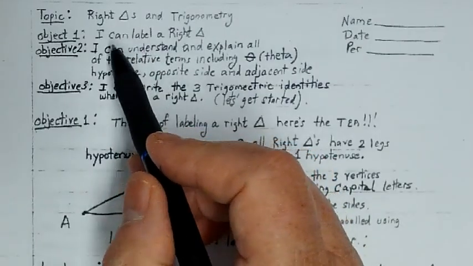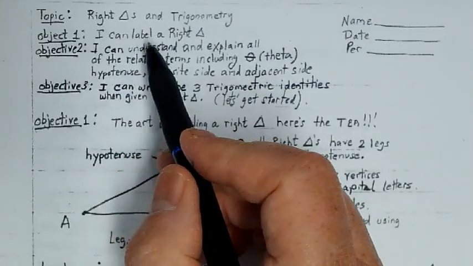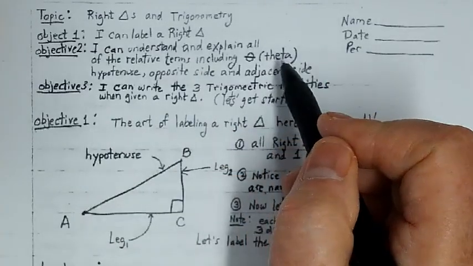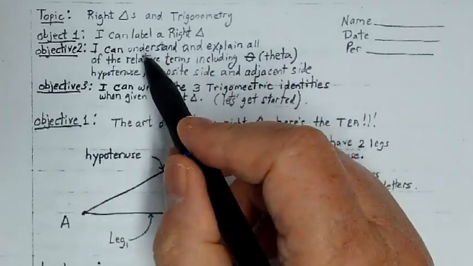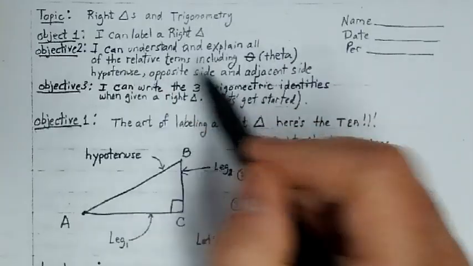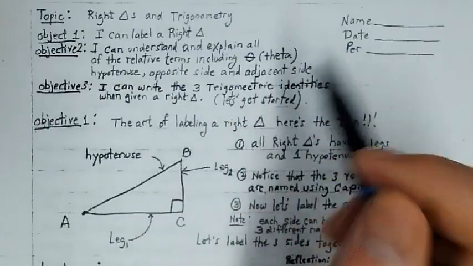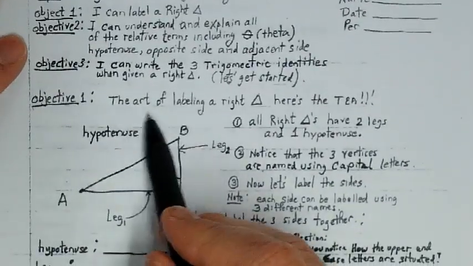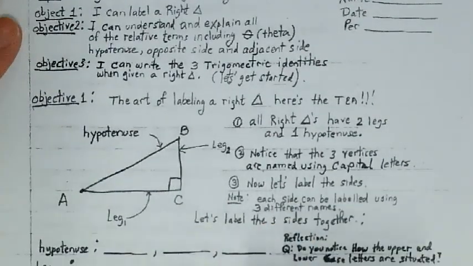And I am making a separate lesson out of learning how to truly label a right triangle, or any triangle for that matter. And we're going to learn about the relative terms, which you'll see very shortly. And this is one of the things I want to get into. Objective 1, labeling a right triangle.